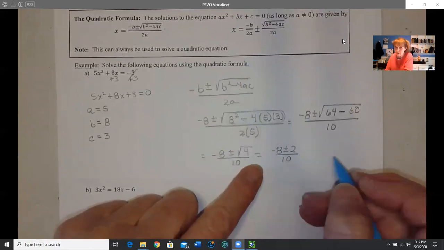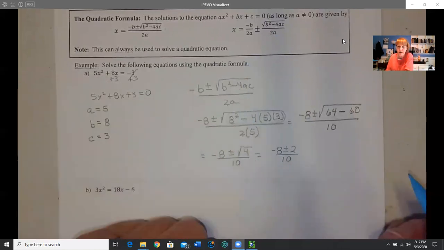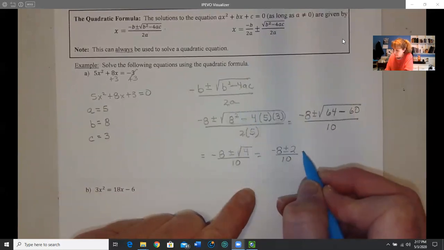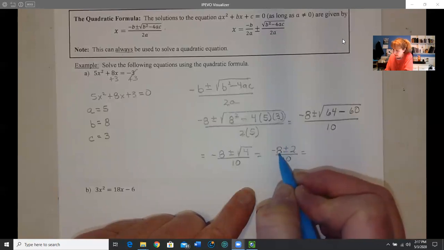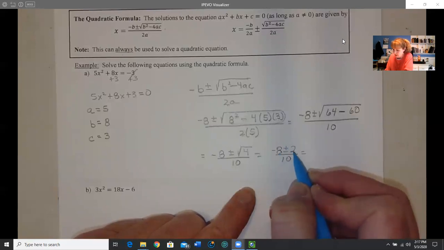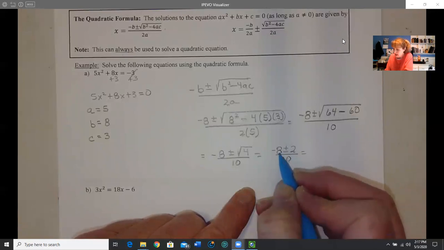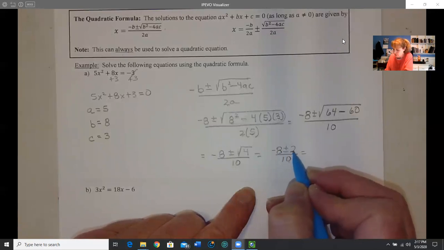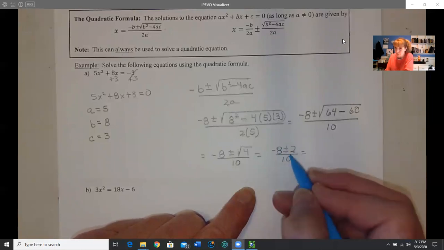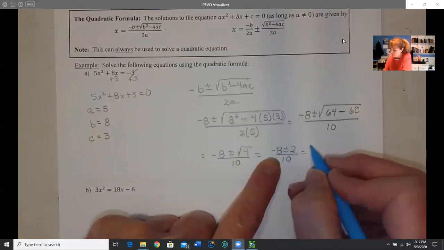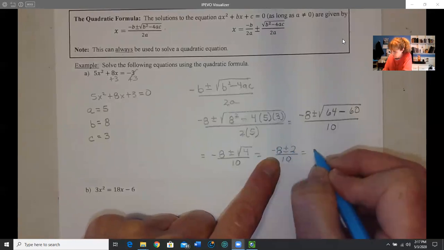So unfortunately, sometimes it's harder when you have a bunch of options because you have to decide. Another way, because you don't have a radical here, is you can take negative 8 plus 2 divided by 10, and negative 8 minus 2 divided by 10. What I'm going to do is I'm going to reduce. So I'm going to divide each of these by 2.